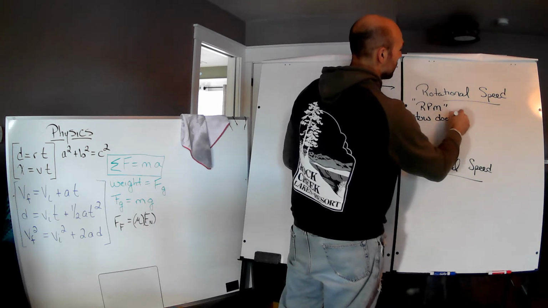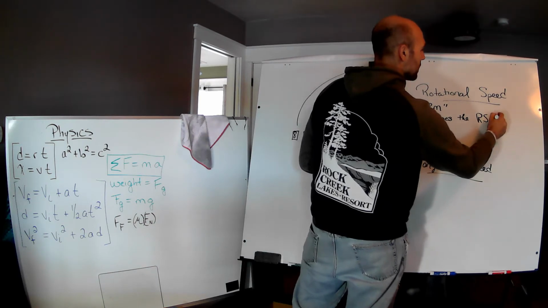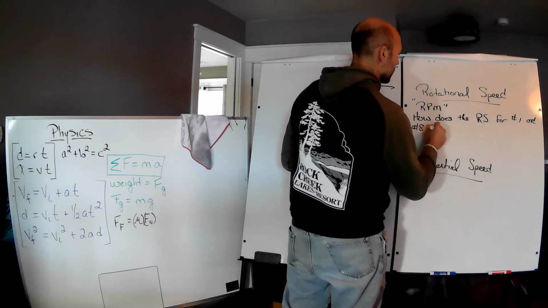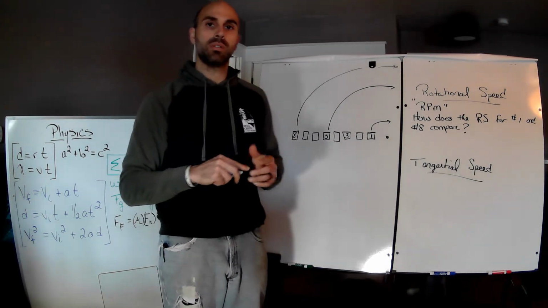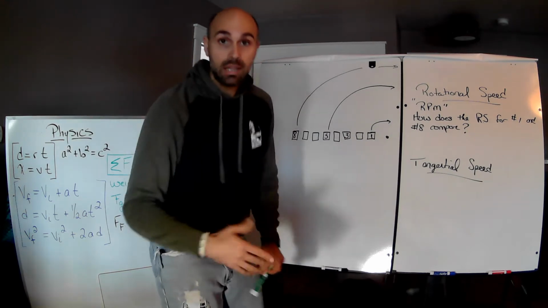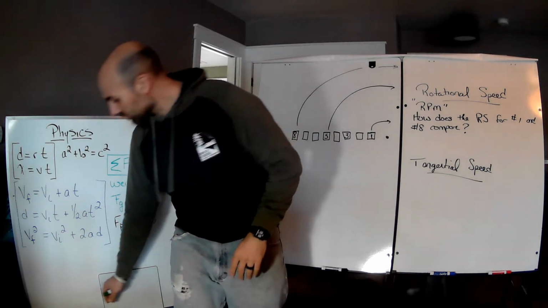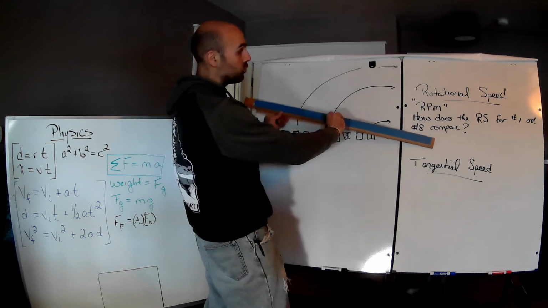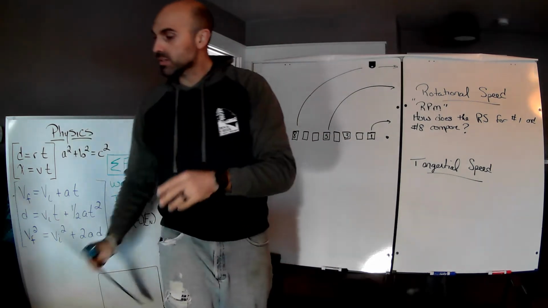How does the rotational speed, I'm just going to say RS, for number 1 and number 8 compare? Before you answer this, I want you to think about this. Rotational speed is just talking about going in this circle, right? They're just like this, and then they go whoop, just like that. Okay, that's it. So how does that compare?